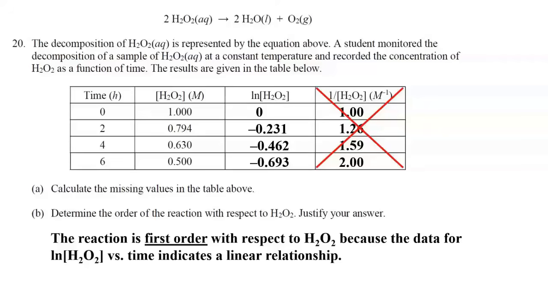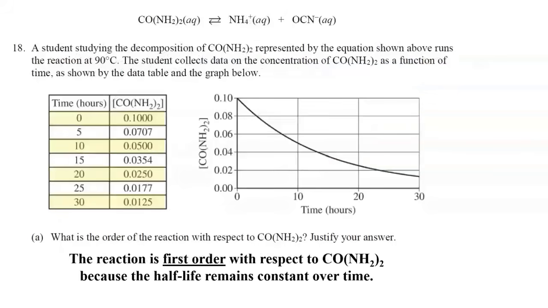Now, back in question 18 of this packet, you may recall that I showed you this long, complicated way of determining that it was first order. And then I said, here's a shortcut that is much simpler and easier and faster, and that in number 18, part A, we determined that it was first order because the half-life remains constant over time.